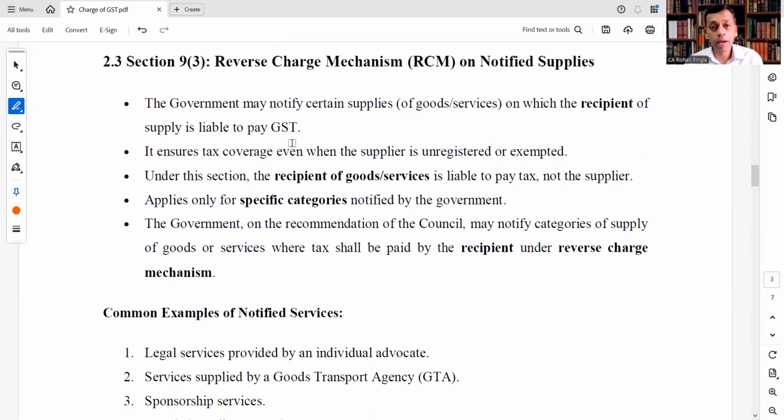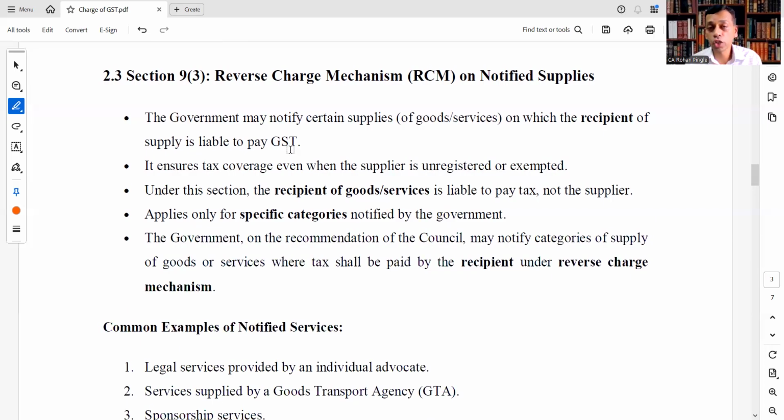RCM on notified supplies. We have just covered section 9, subsection 1, forward charge mechanism, where the supplier is liable to pay the tax. Now we are moving to section 9, subsection 3, called reverse charge mechanism, RCM, on notified supplies. The government may notify certain supplies of goods or services on which the recipient of supply is liable to pay GST and not the supplier.